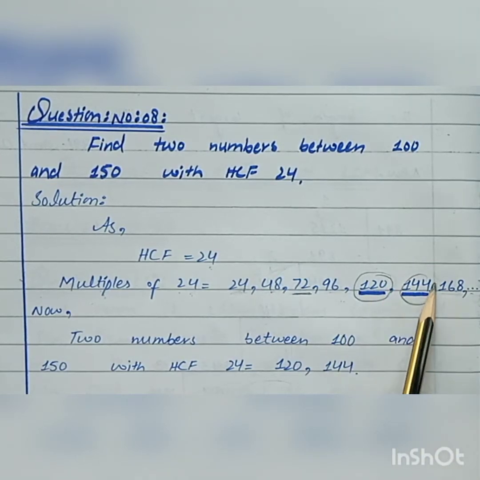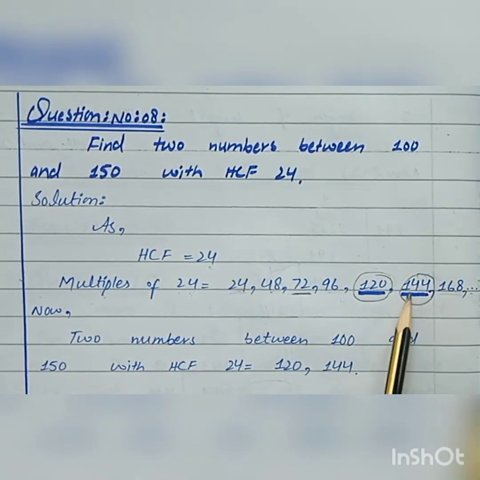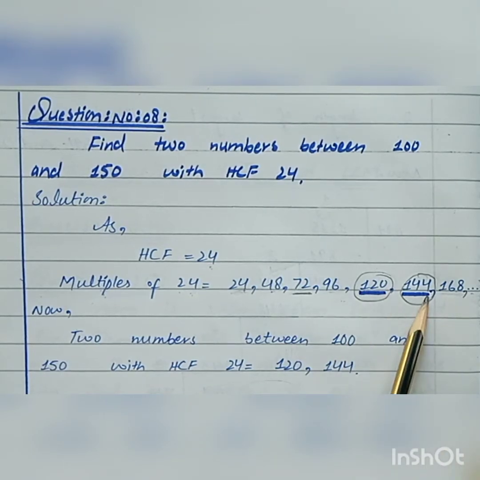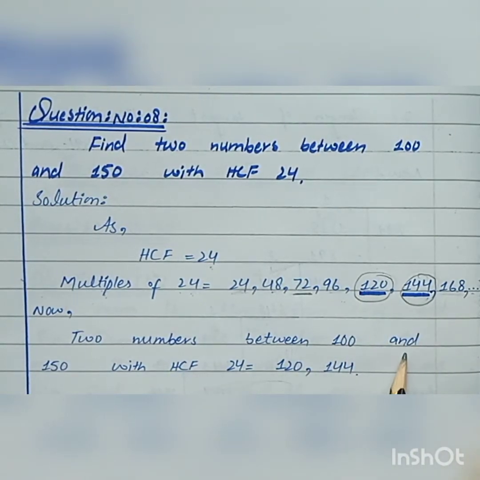120 and 144. Students, you can easily see that 120 and 144 are the numbers that are lying between 100 and 150, not less than 100 and not above 150. So these are the two numbers that are lying between 100 and 150 with the HCF 24.